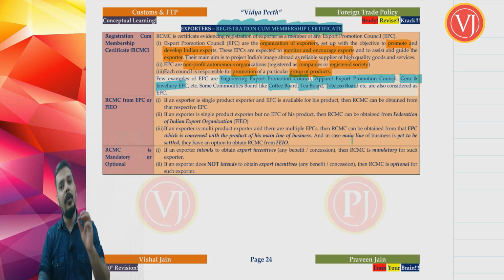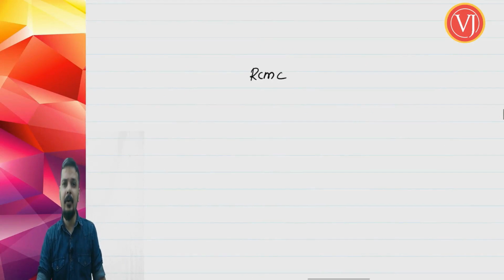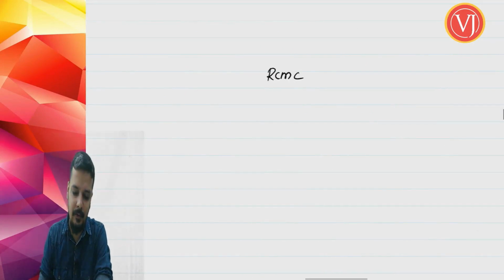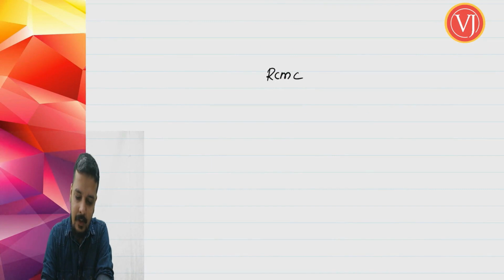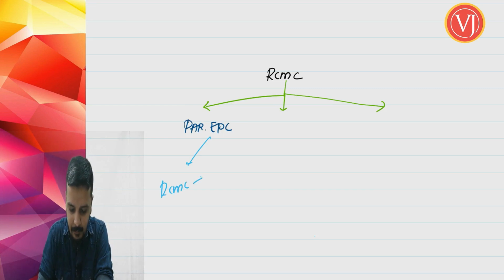Now, if for your product there is a particular export promotion council, right? The first scenario, friends, is where you have a particular export promotion council. Then the RCMC will be given by that export promotion council.